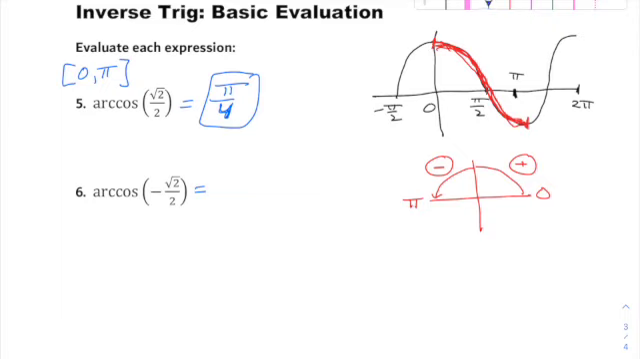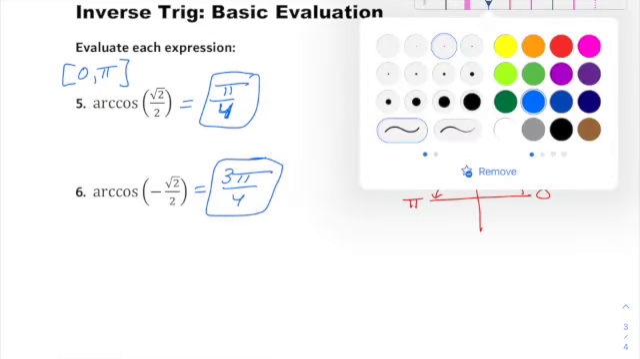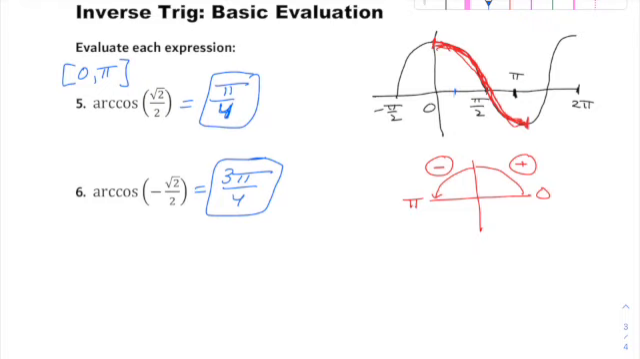So where is cosine negative root 2 over 2 and in this window? So that's just another pi over 4, but quadrant 2, 3 pi over 4, right? And on the sinusoidal graph, here's pi over 4 when the y value is root 2 over 2, and 3 pi over 4 just before pi when it's negative. And there you go. So that's that.